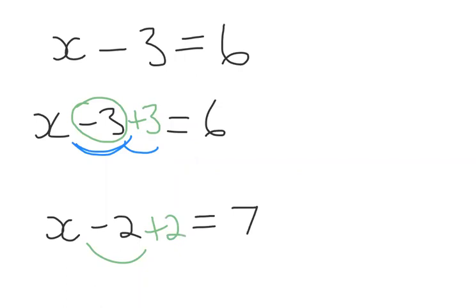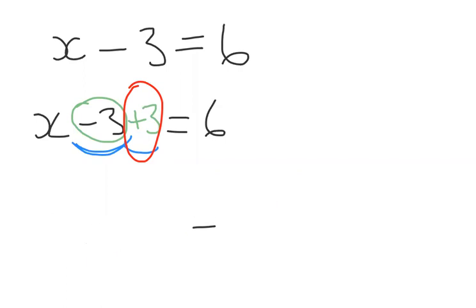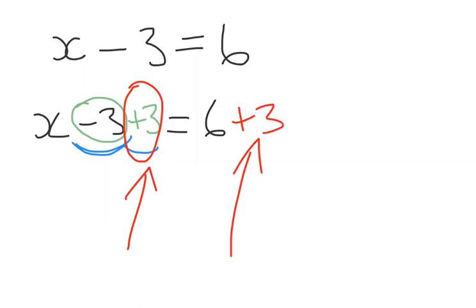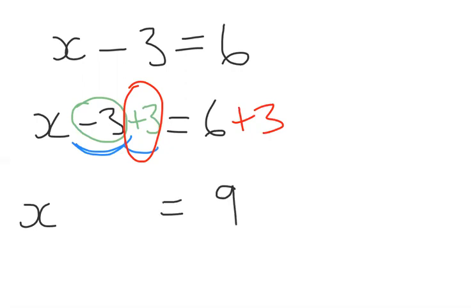But don't forget, whatever we do on the left, we must do on the right as well. So on the left, we had, let's first remove this one here. So on the left, we had plus 3. And now there, we're also going to have plus 3. What you do on the left, you have to do on the right. Now you have x, 3 minus 3 equals 0. So at the right, you're just going to have 6 plus 3, which equals 9. So there we have it.